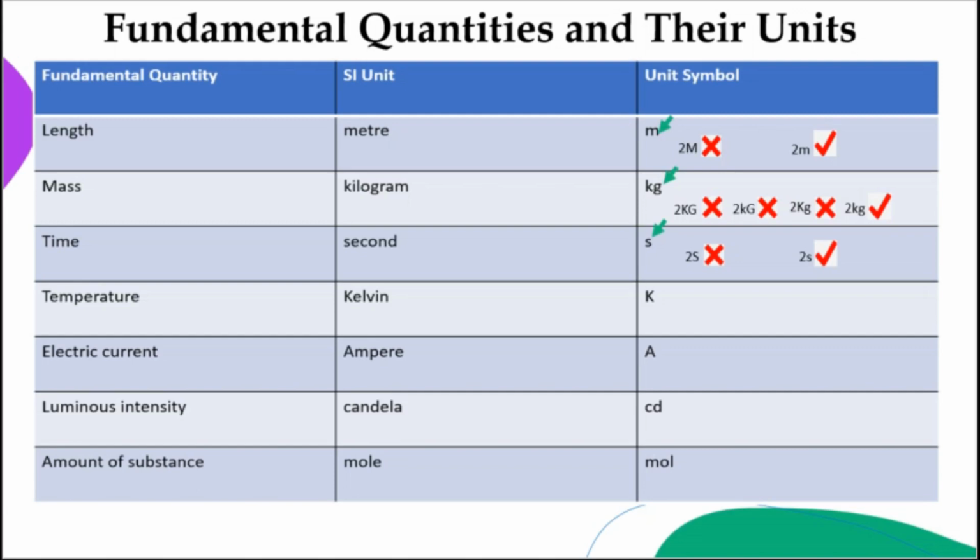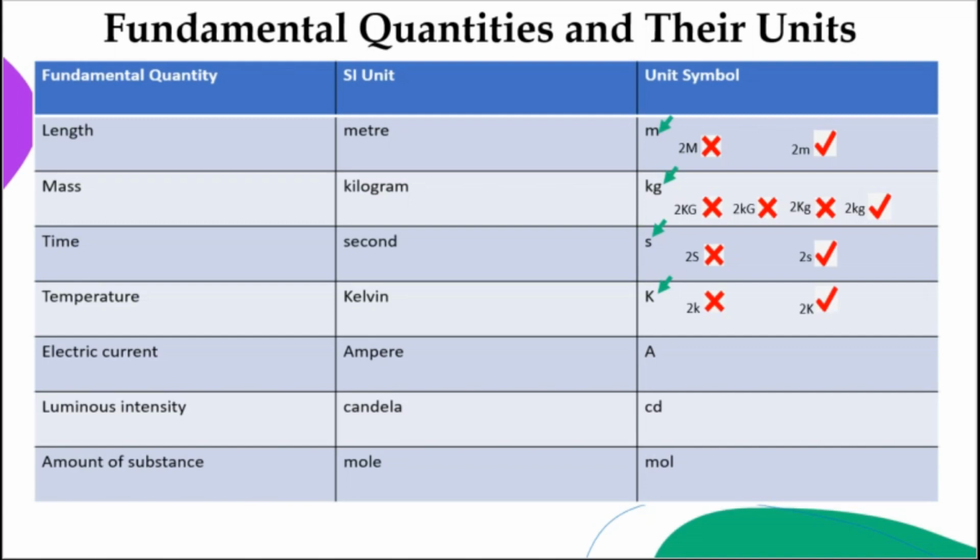Okay. Now your temperature is Kelvin, capital letter K. So in specifying Kelvin, you write it as capital letter K and not small letter. So if I write 2 Kelvin with small letter, or 2 Kelvin with capital letter K, the first one is wrong, the second one is correct. Kelvin is capital letter K.